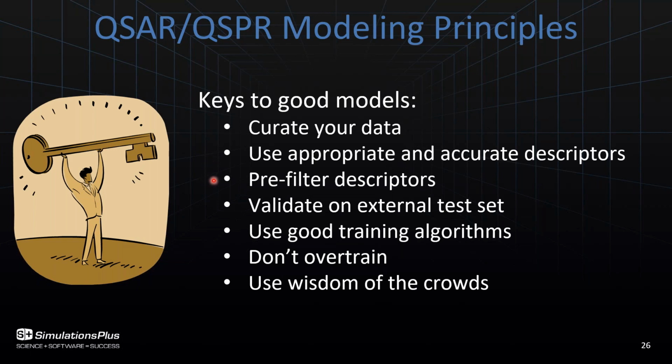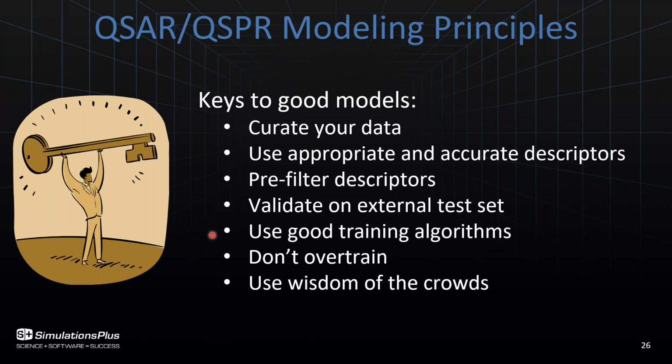Pre-filtering your descriptors entails eliminating descriptors that are highly correlated. Highly correlated descriptors are bad for QSAR models because they can give false root mean square errors, etc. So we pre-filter, and I'll talk a little bit more about that on the next slide. We always validate on an external test set. So we have a training set that the molecules are trained on, and we set aside a test set. And then once we build the model, we make predictions on the test set to validate the model.